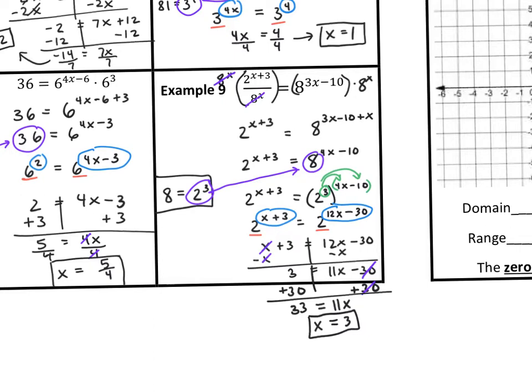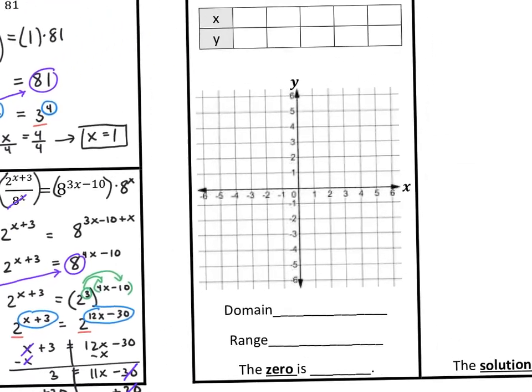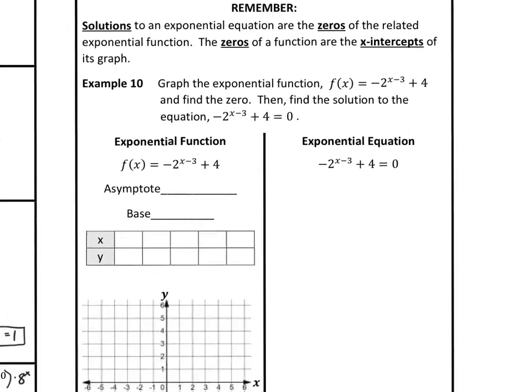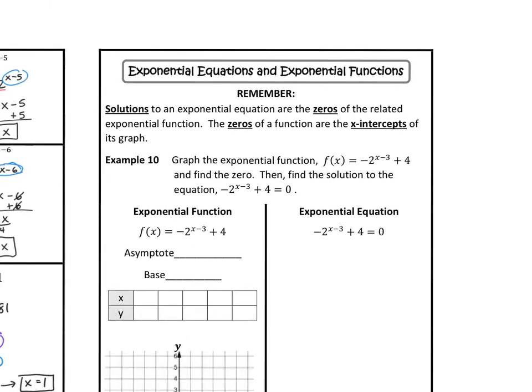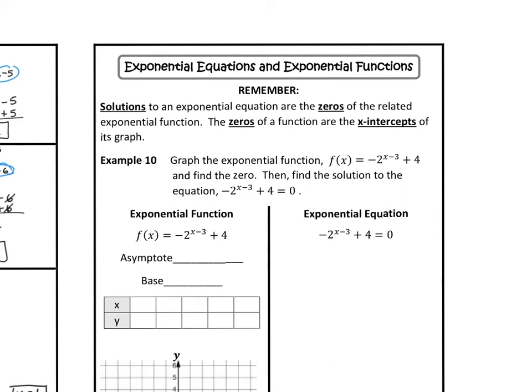Okay. All right, one more example, and we'll be done for today. So let's move over to the last example. And this last example is one of those combination ones where we graph on one side and we solve on the other side. Okay.